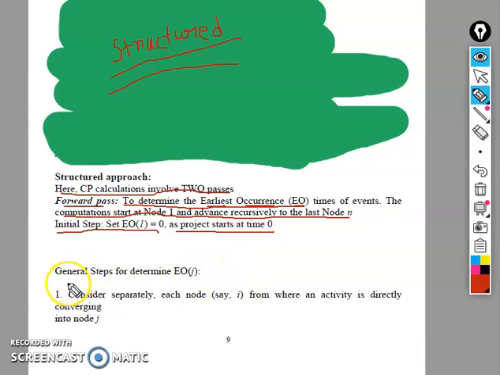Next, the general step to determine the EOs: first, you should consider separately each node, say J, into which an activity is directly converging from node I. It means you have to calculate your result from the starting node to the particular node where you want to find the earliest occurrence time.